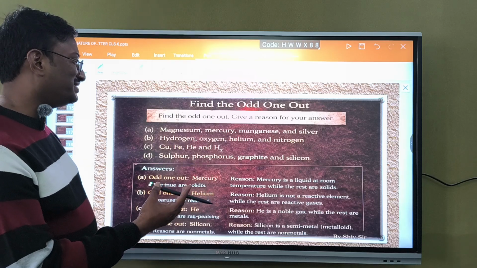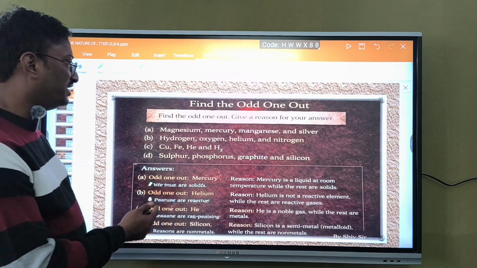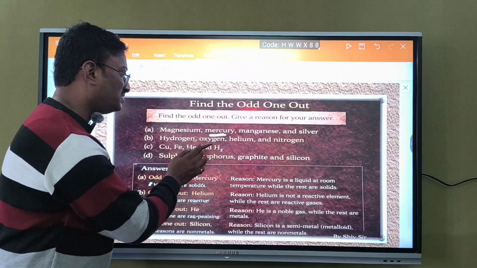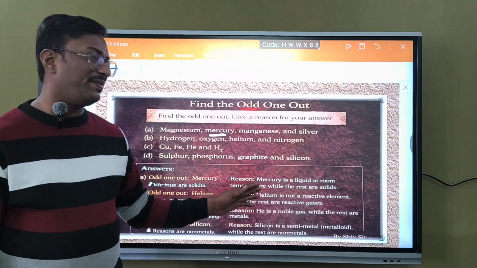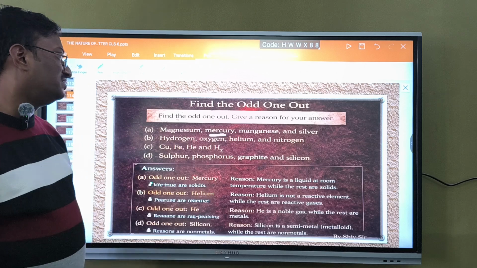Magnesium, mercury, manganese and silver. Which is the odd one here? Mercury, because mercury is liquid at room temperature while all the others are solids.